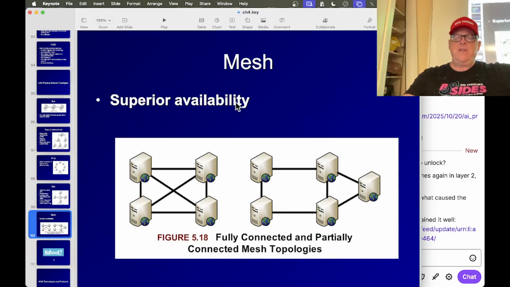A mesh. This is more what you have on the internet. You can have a fully connected mesh where every device has a cable going to every other device, or a partially connected mesh where there are some multiple redundancies of the route. And this is what the internet is. There are multiple routes to get from one place to another. So if one cable breaks, it doesn't usually affect anybody very much. The traffic just routes around it. You have to break a lot of cables or a lot of devices before you have an outage.